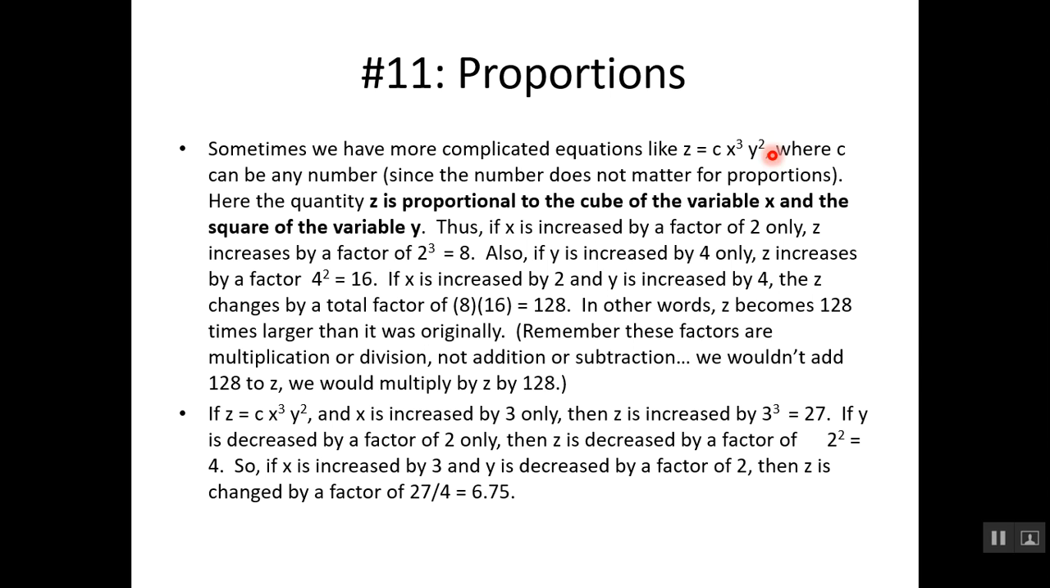So the fact that x increases z by 27, and y would decrease z by 16, hold on one second. I meant to say 4. 2 squared is 4. I thought we were decreasing y by 4, but it's 2, right? So 2 squared is 4. So anyhow, it'd be an increase of 27 from x and a decrease of 4 from y, so you get 27 divided by 4, which is 6.25, right?